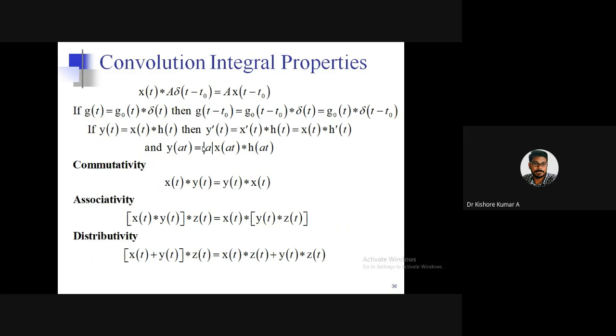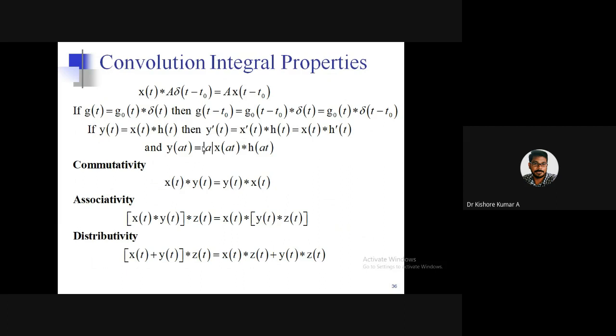And there are some properties of the convolution integral. There is the commutative property, the associative property and the distributive property. In short, we can have x of t convolution y of t equal to y of t convolution x of t. So this is the commutative property. We can commute them mutually; even if we commute the signals x of t and y of t, the result will be equal.